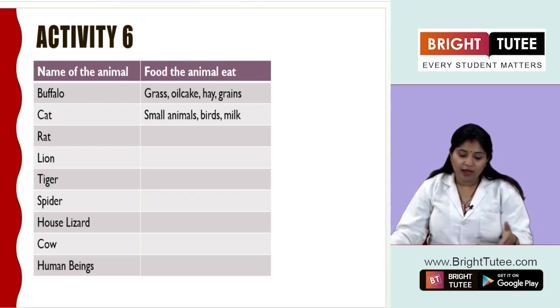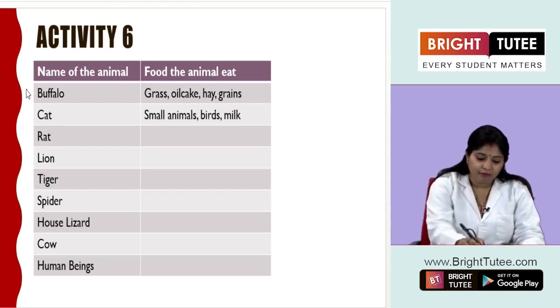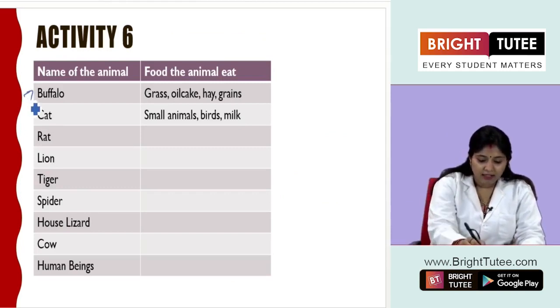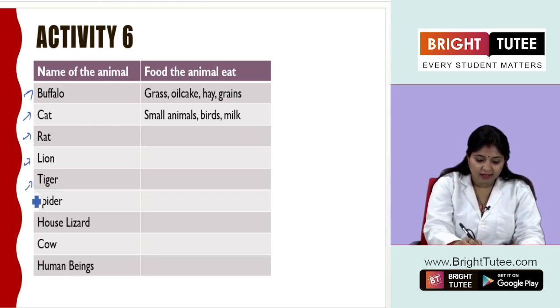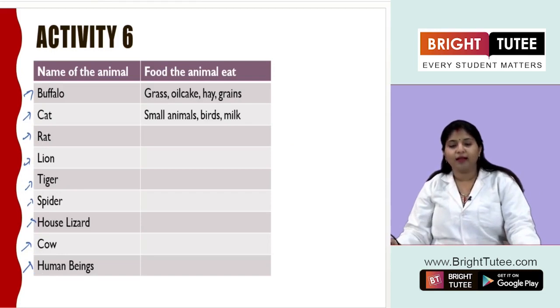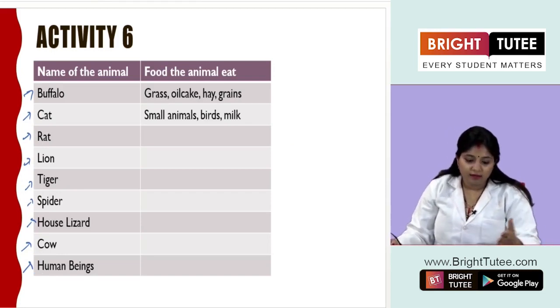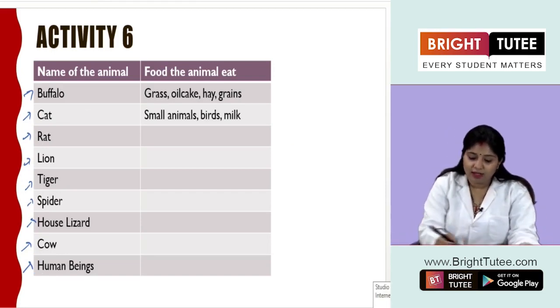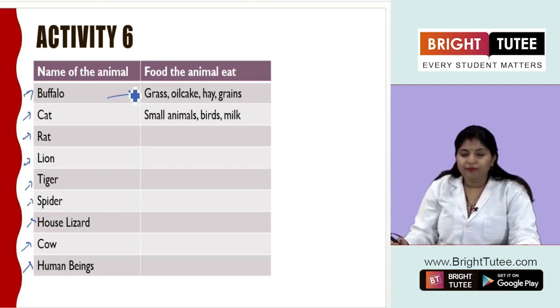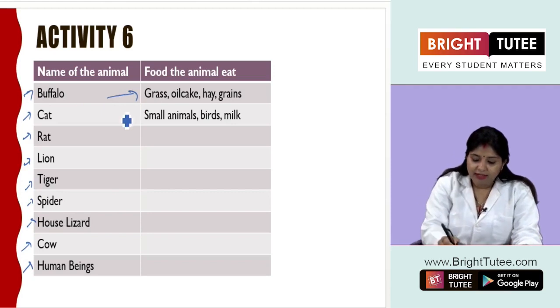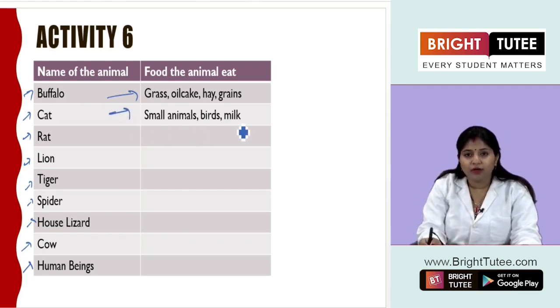To name a few, we have taken the animals, say buffalo, then we have taken cat, rat, lion, tiger, spider, house lizard, cow and human beings. So let's understand what all things these particular animals eat. In the case of buffalo, buffalo usually feeds on grass, oil cakes, hay and grains. Then cat will eat small animals, birds and milk.